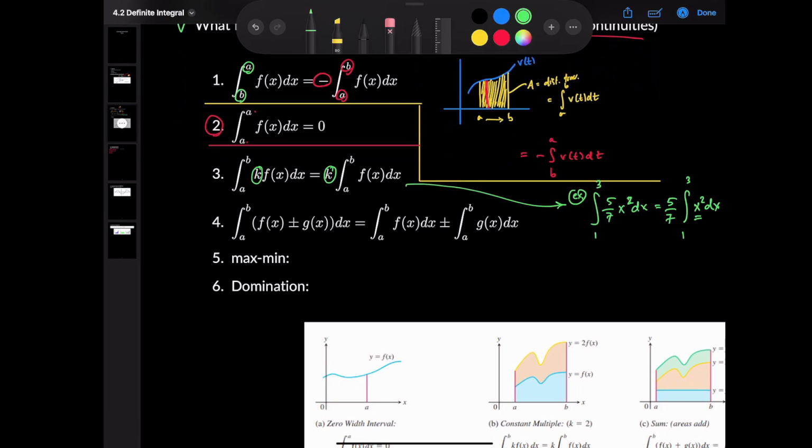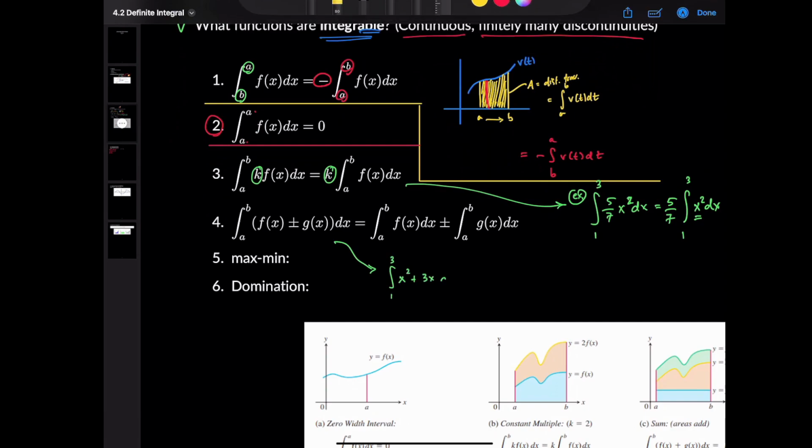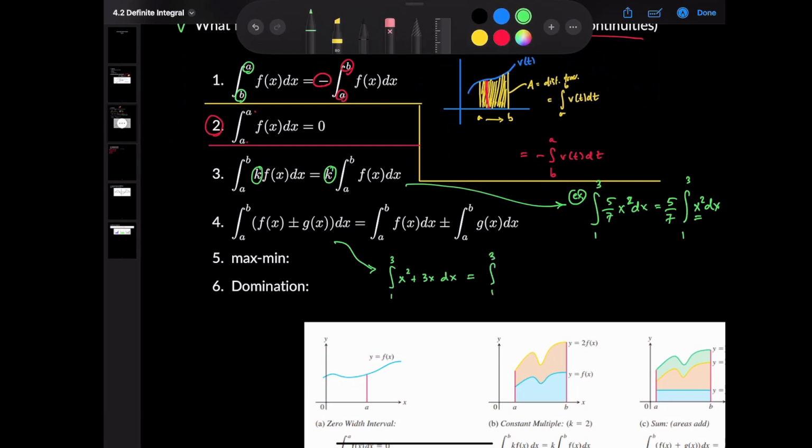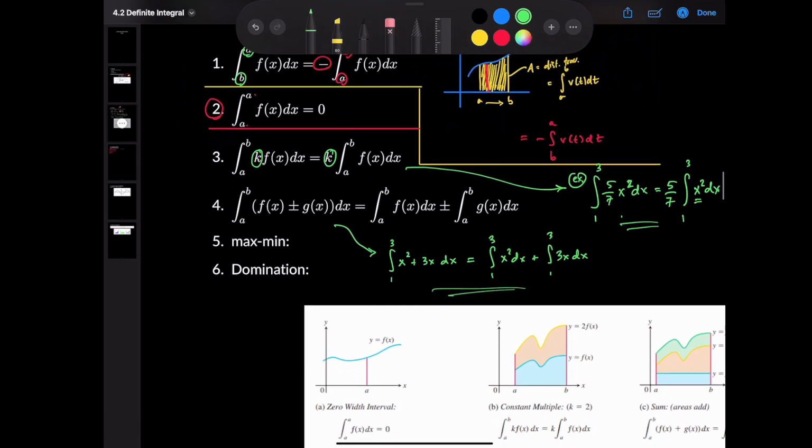Number 4 is that you can split integration over sums and differences. Okay, so if I have an example, let's say again from 1 to 3, and I had x squared plus 3x dx, I can instead break this up into the integral of x squared dx and the integral of 3x dx. Okay, so very similar to differentiation. It works nicely over what we call linear combinations. So again, scaling like this and sums and differences like this are preserved. We can break them apart and deal with them separately. And that's often very, very helpful, especially because integration is a little bit more complicated. So those are nice properties of it.